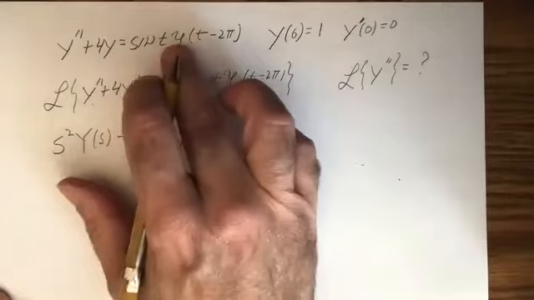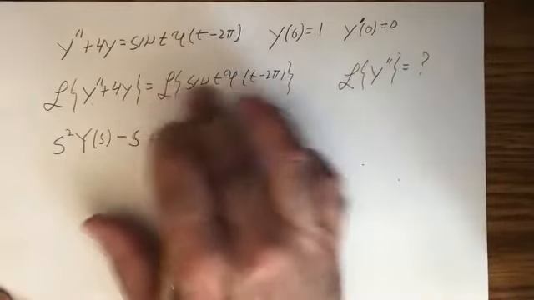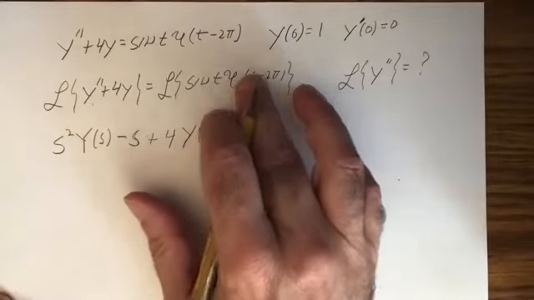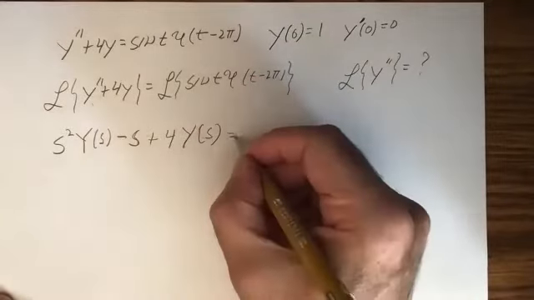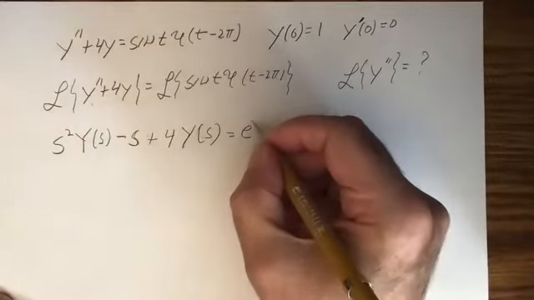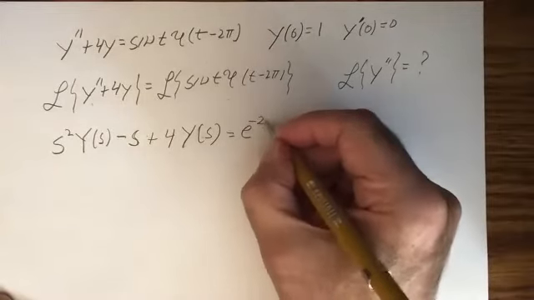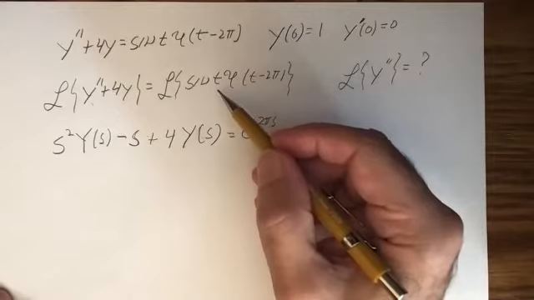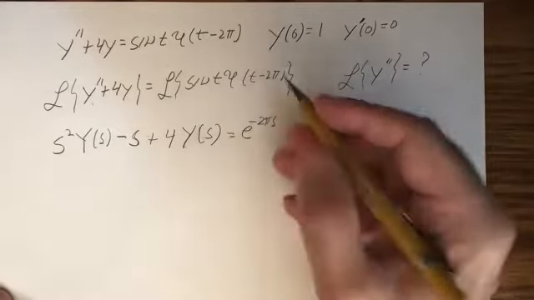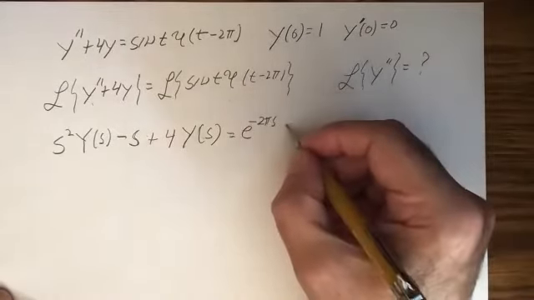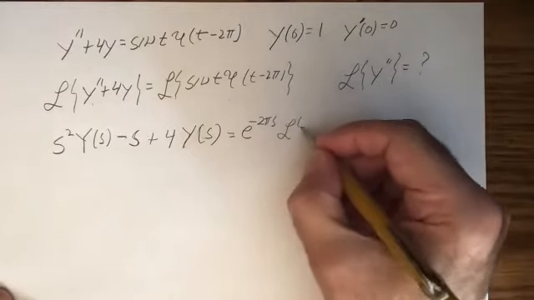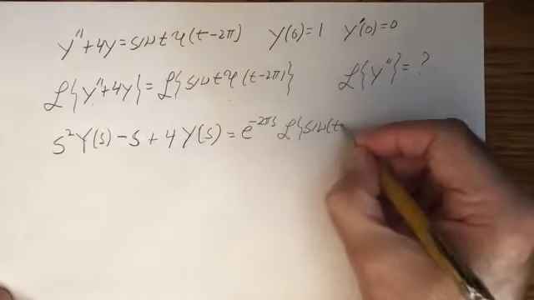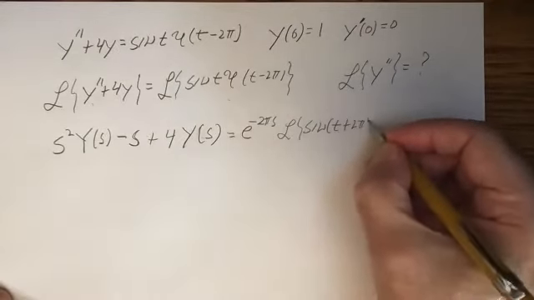So now what about here? Now I have to take the Laplace transform of this. We know now that our rule is that this is going to be e to the minus 2 pi s, and then, let me not skip a step, it's going to be the Laplace transform of the sine of t plus 2 pi.